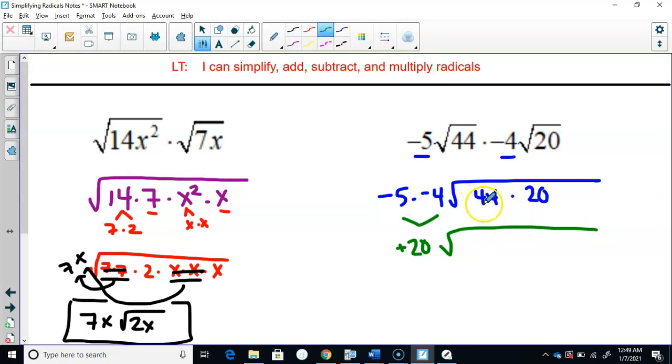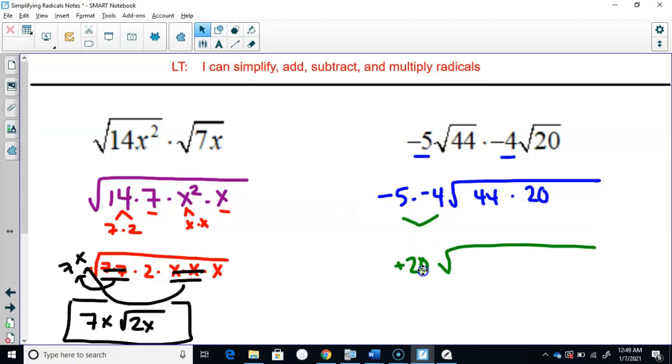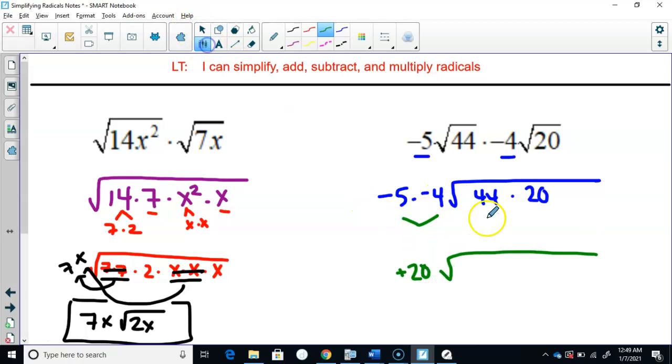And now what I want to do is I want to prime factor again. Now I maybe was a little too quick here. I'm going to bring this down a little bit. All right. 44 is 4 times 11. 4 is 2 times 2. I'm a touch scrunched, forgive me. 20 is 2 times 10. And 10 is 2 times 5.